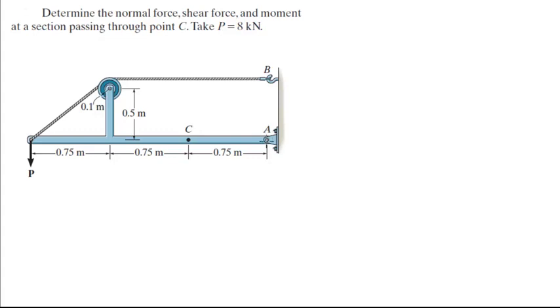So as you can see right here at A, you're gonna have a pin, so you have a vertical and horizontal reaction. Let's call it AY and AX. As you can see here, you have this force P, and they tell you P is equal to 8 kilonewtons, and we have this tension right here being developed by this cable. Let's call it T for the tension. So the first thing we're gonna do is we're gonna find T.